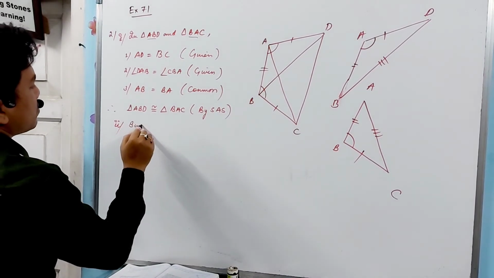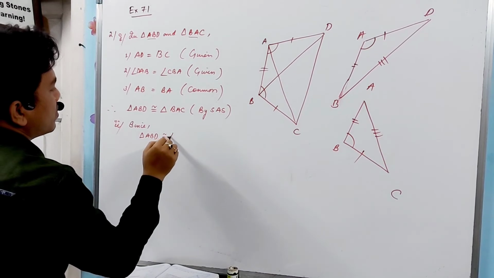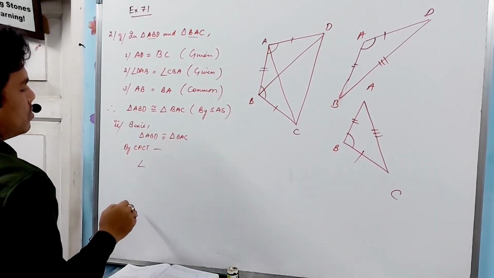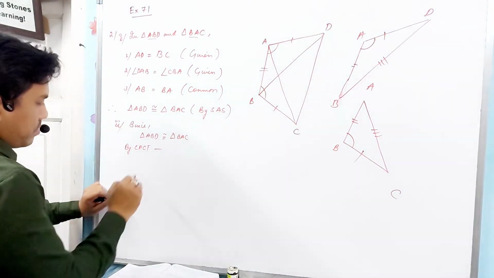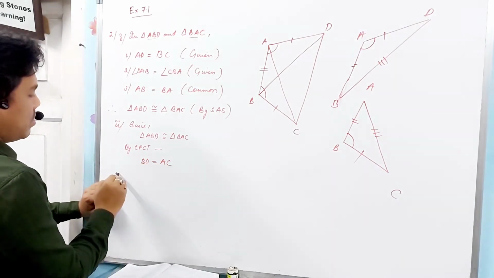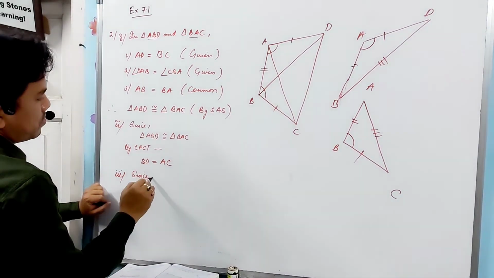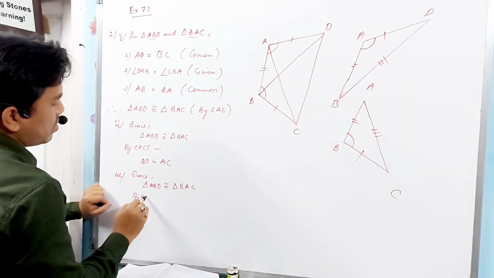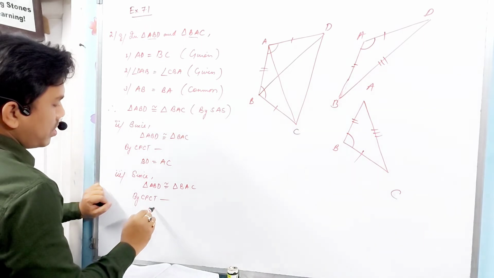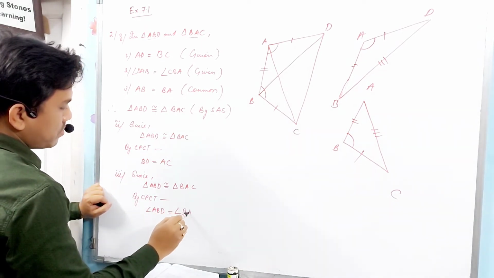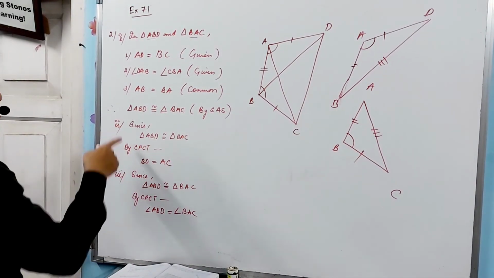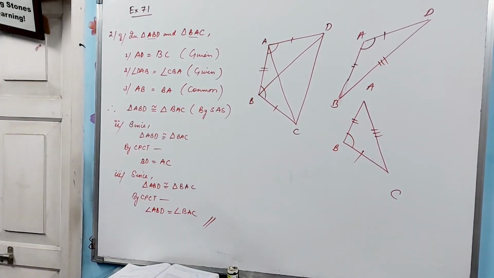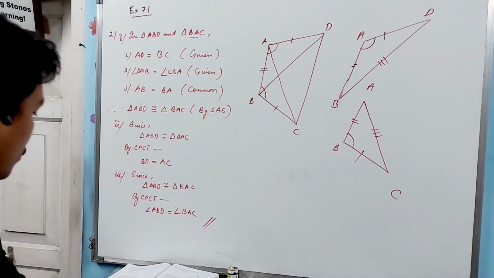Okay, since triangle ABD is congruent to triangle BAC, by CPCT, what can we say? We can say that BD is equal to AC. The third one will also be the same. Since triangle ABD is congruent to triangle BAC, then we can say by CPCT that angle ABD will be equal to angle BAC. Actually, we don't have to write this again and again, but for some reason, we have to write this also. So, in this way, we have done question number 2. Pause it for a while and copy it. Till then, we'll start the next.